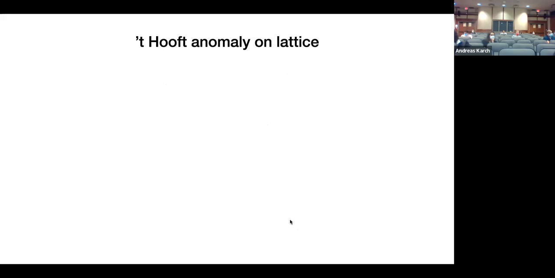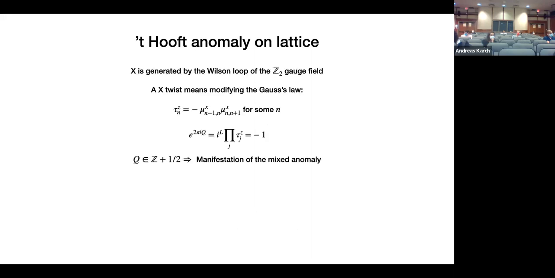Well, let's follow the general procedure and just try to insert all kinds of defects. First, let's try to insert the X defect. Remember, the X is generated by the Wilson loop of the Z2 gauge field. So we can put an X twist, which just means that we modify the Gauss law at some site. Let's pick some site N and say the Gauss law picks up an additional minus sign, almost like having a Z2 charge sitting there. This is the X twist or X defect. Now, because of this modification to the Gauss law, the relation e to the 2 pi i Q equals 1, when we derived it, we actually used the Gauss law.